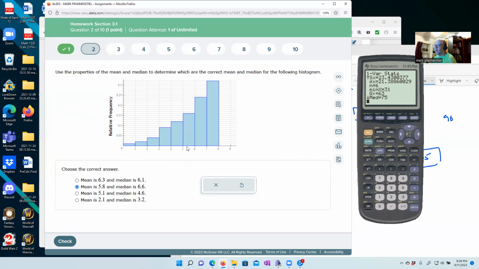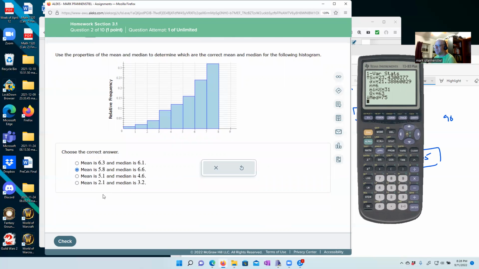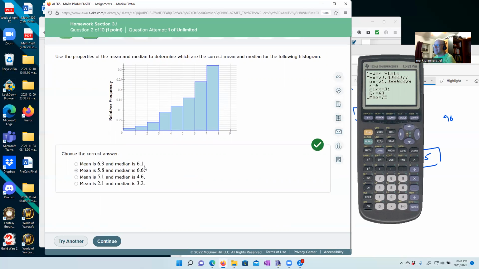Mean 5.1, median 4.6. Oh, I don't like that at all. Median back all the way down here. I don't think that's going to do it. Mean is 2.1, median is 3. I don't think that's going to be it either. So I think I'm going to pick this one as my best bet. I'm going to cross my fingers and hope for the best and see if that happens.